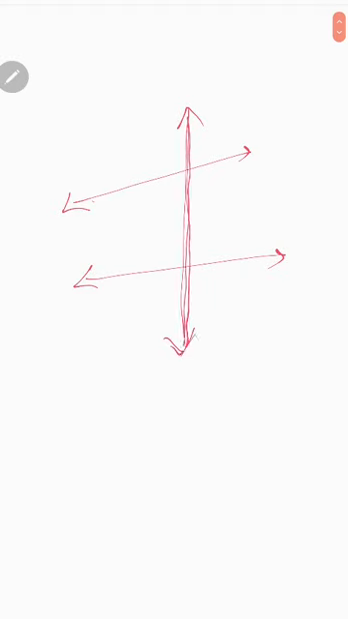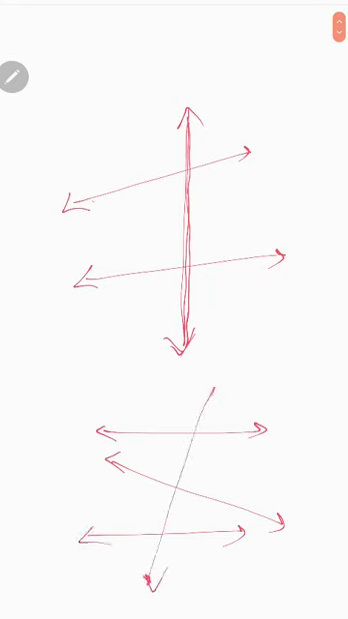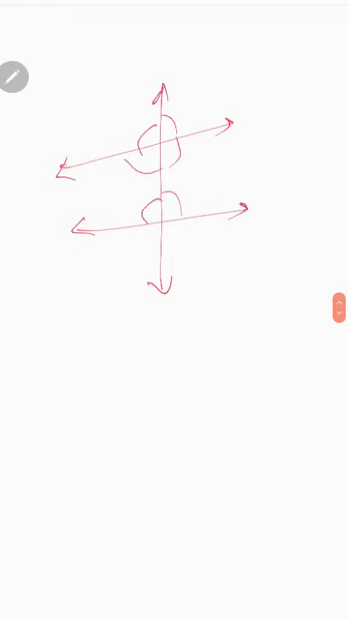Not only this one, if I draw more lines here, and three lines are intersected by another line, then this line is called transversal. When two lines are intersected by a line, we have 8 angles: 1, 2, 3, 4, 5, 6, 7, 8 angles we have.